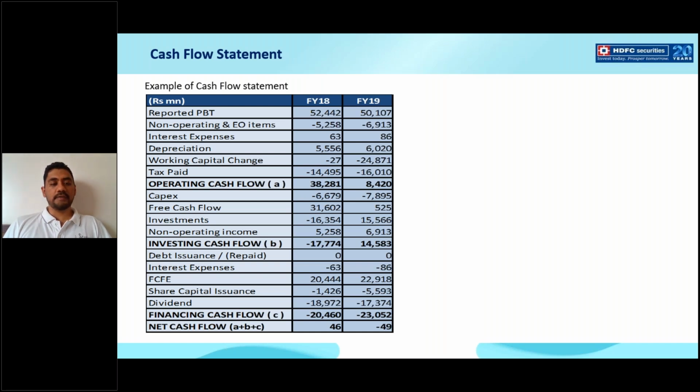Non-operating income is basically income which the company earns from its investments, from its surplus funds which it invests for short-term purposes, probably into mutual funds. And in the third segment, we have the financing cash flow, which indicates the interest expenses the company is paying out, any capital issuance or buyback which the company has done, and any debt issuance or debt repaid by the company. So we get all the parameters for financing of the company. All these three segments combined give us the total cash flow of the company.